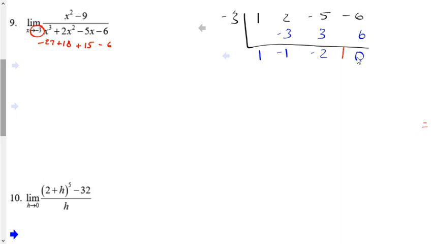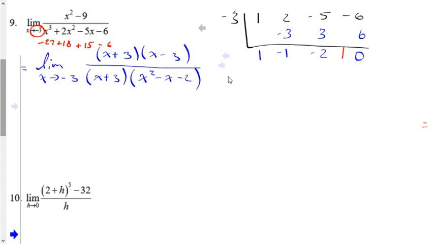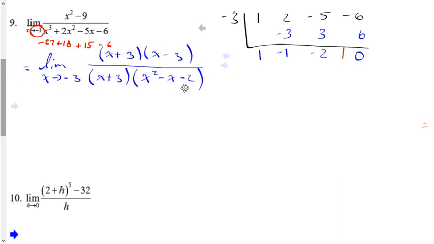So I know that I can rewrite my denominator as x plus 3 times x squared minus x minus 2. Can I factor this quadratic further? Well, maybe, but I don't care, because what I've found here is the common factor that I need to cancel out. So I can cancel out this common factor, and I'm left with the limit as x approaches -3 of x minus 3 all over x squared minus x minus 2.